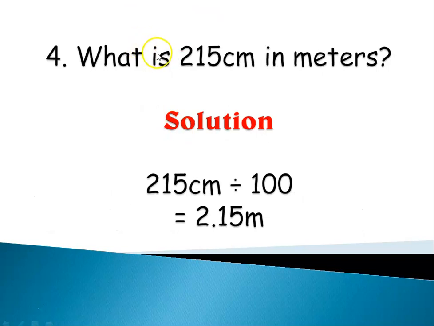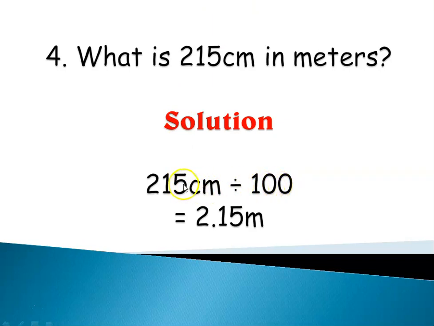Question 4 says, what is 215 centimeters in meters? It simply means change 215 centimeters to meters. Now when you're changing from centimeters to meters, you divide by 100. But if I'm changing from meters to centimeters, I multiply by 100. You remember that? Good. So to change this to meters, I'll just say 215 centimeters divided by 100.